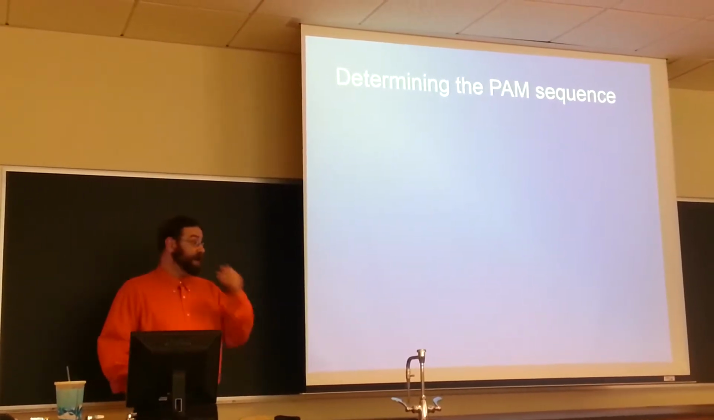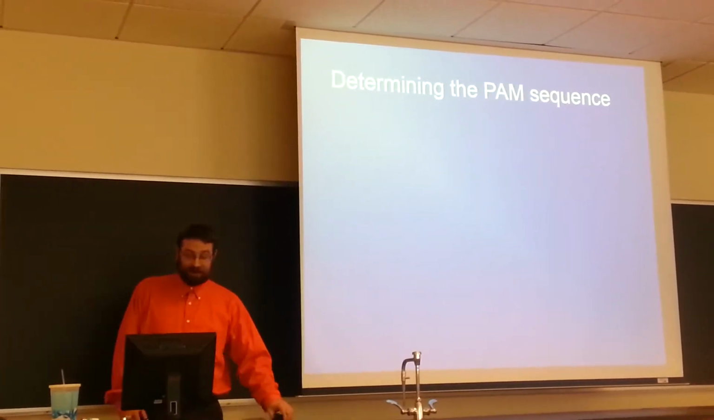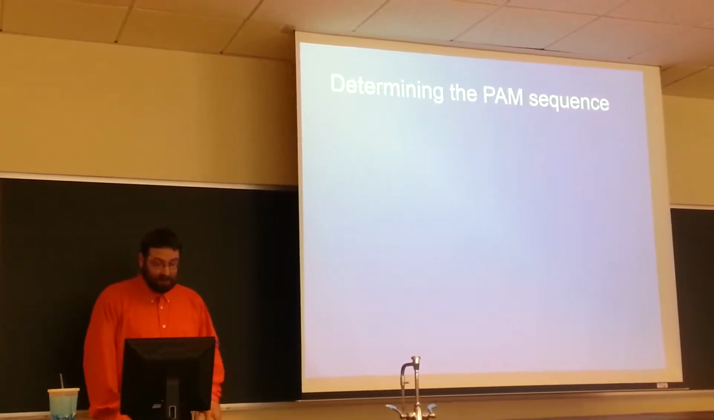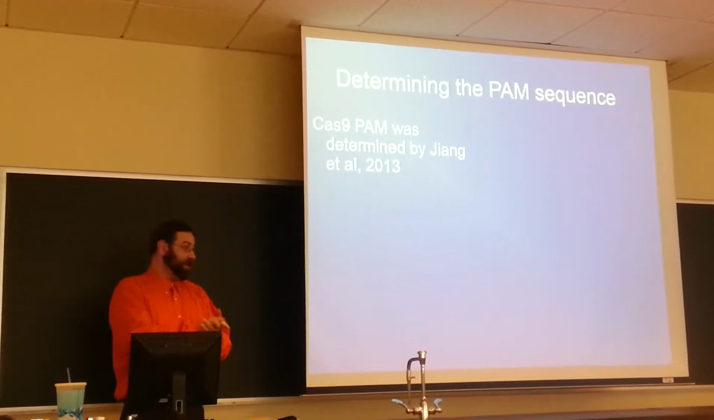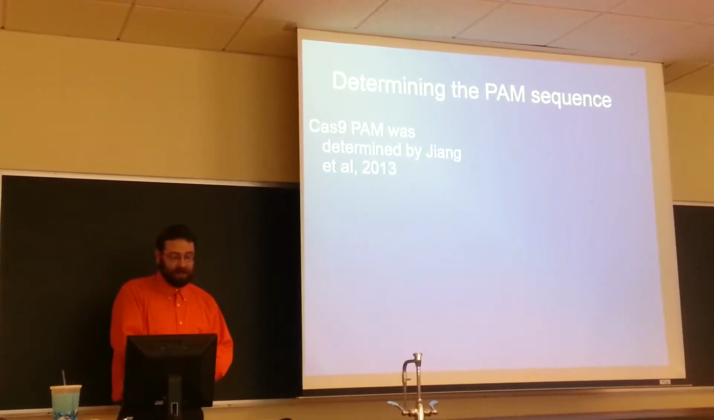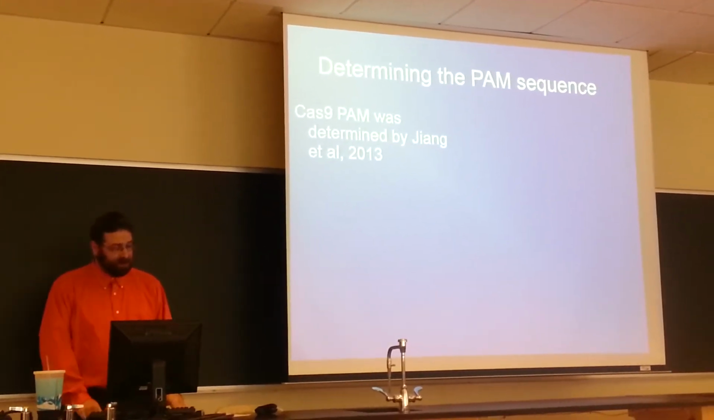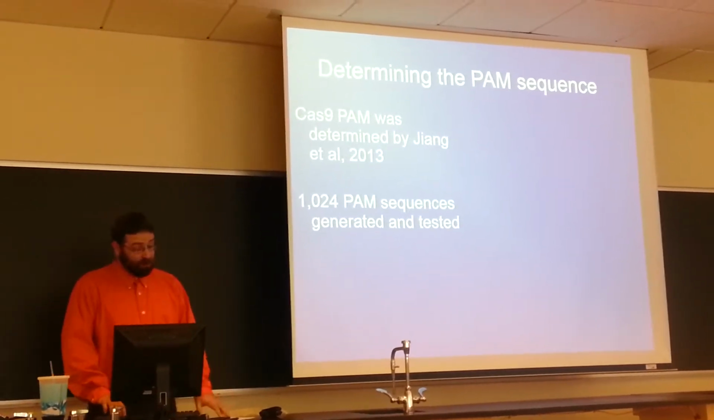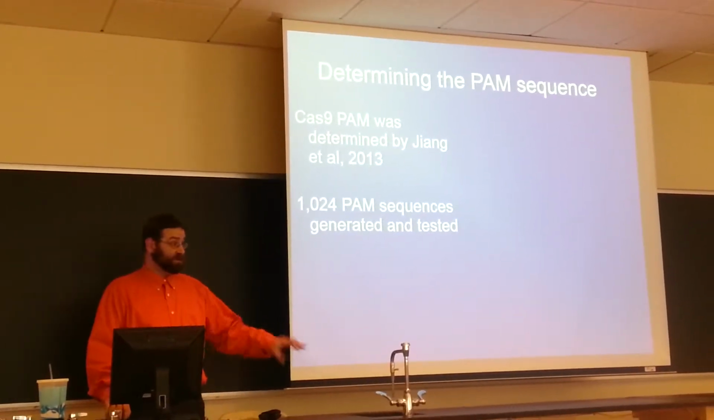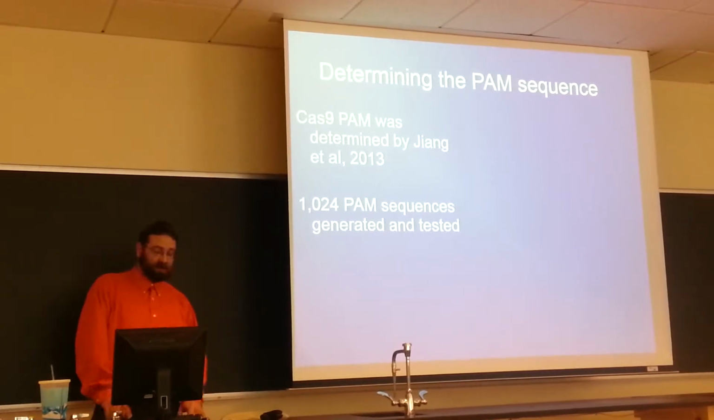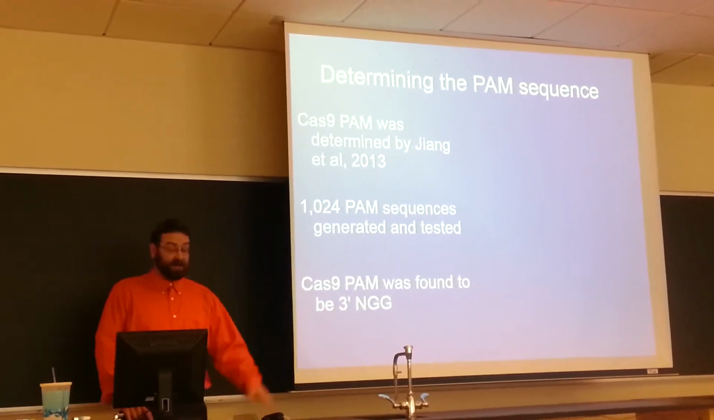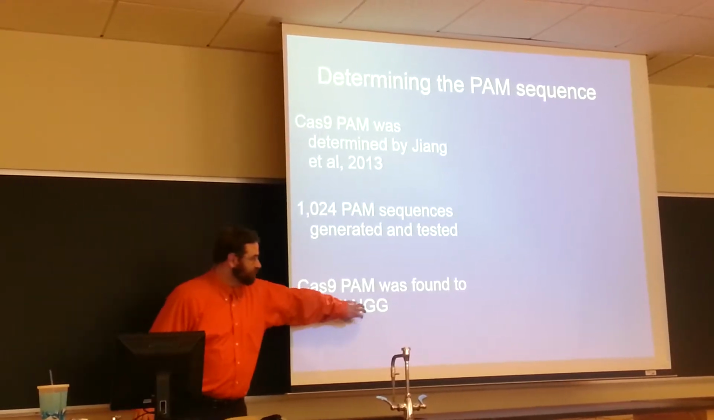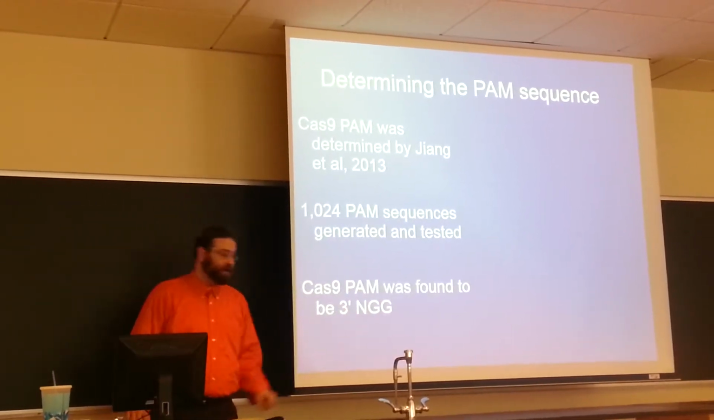All right. They actually needed to determine the protospacer adjacent motif sequences for this new system. So they looked at how Cas9 was done. It was performed by Jiang et al. 2013. They used 1,024 PAM sequences to find the right one. I'm about to explain exactly what they did here in a second. The Cas9 PAM site was found to be random, and then two guanines there. And that's on the 3' end.